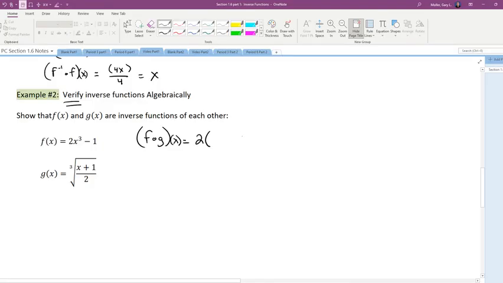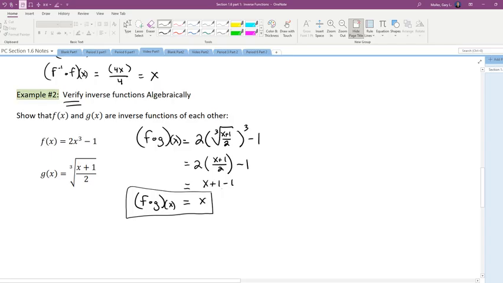2x cubed minus 1, and this is the cube root of x plus 1 over 2. We're cubing a cube root, so that just cancels out, and I get simply x plus 1 over 2 minus 1. My 2's will cancel, giving me x plus 1 minus 1, which equals x. So f of g of x equals x. So that is a good indication, but it's not proof until we show it the other way as well.